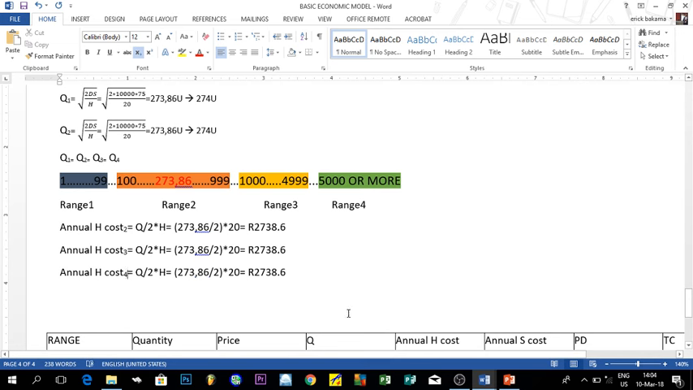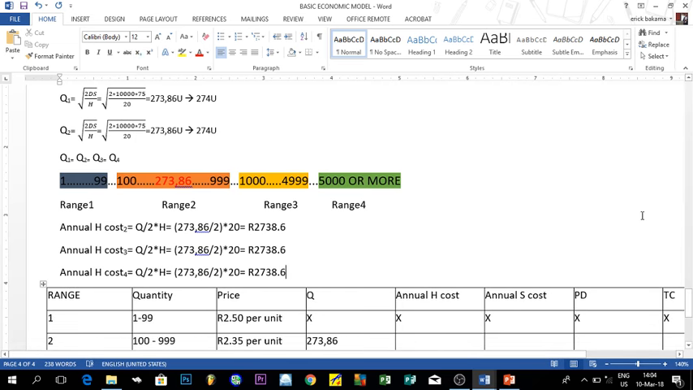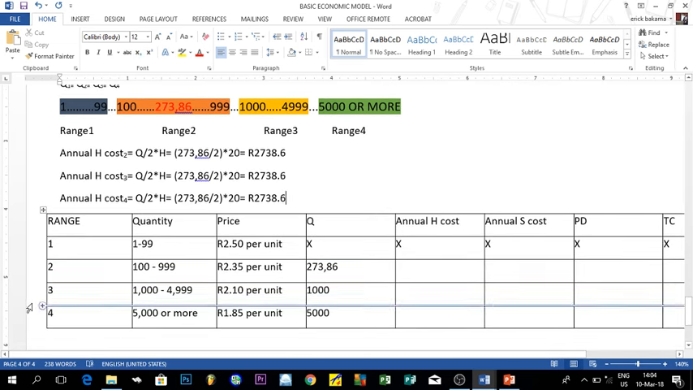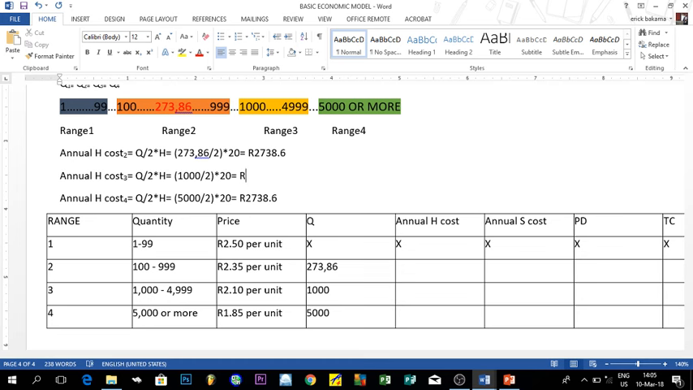Now in this case, remember that the value of Q is not the same anymore. The value of Q based on the third range is 1000. So on top here, what is going to change is only the 1000, and here what is going to change is the 5000, because that is the value of Q. So we have 1000 divided by 2, which is 500, times 20, and we also get 10,000. So here the value that we get is 10,000, it doesn't change. And then here we have 5,000 that we divide by 2, times 5, and then we get 50,000 again.